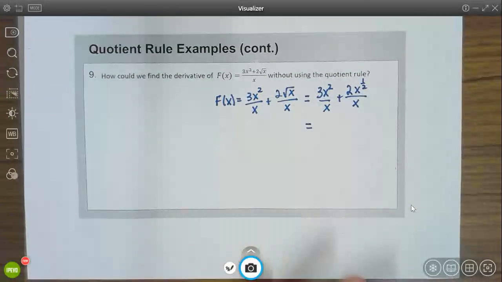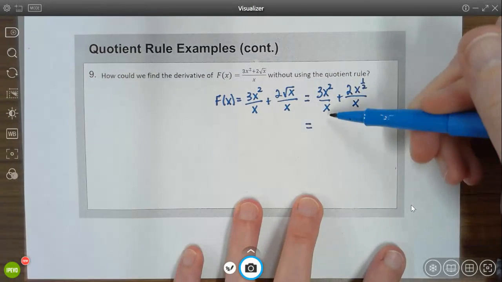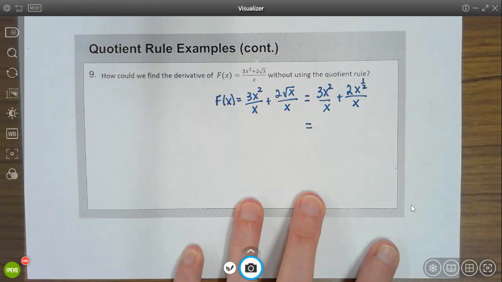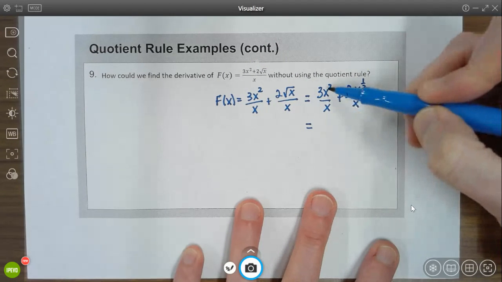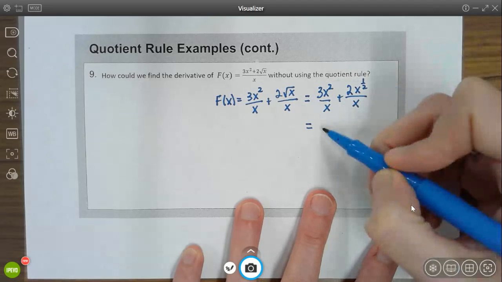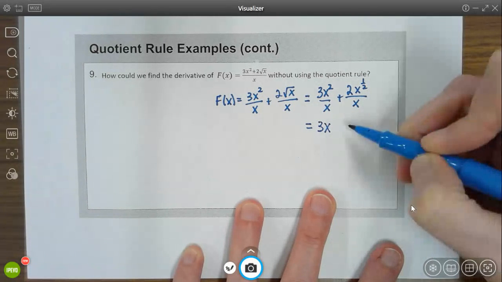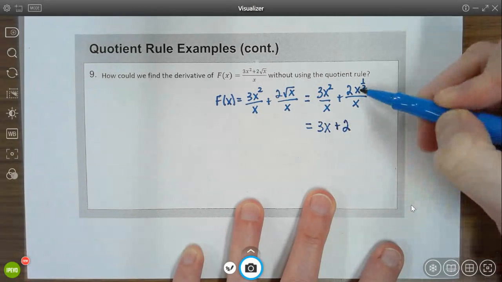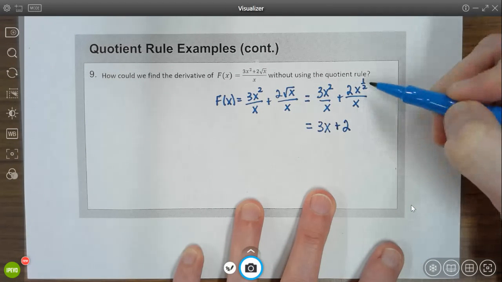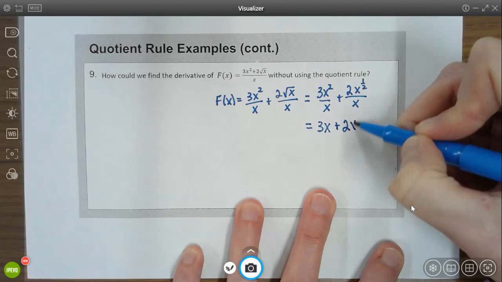And then I can further simplify f of x now by using my properties of exponents to simplify each term. In this case here, I would keep my base x and subtract my exponents. So this would reduce down to 3x. And then here, I would keep my base x, subtract my exponents. 1/2 minus 1 would give me a negative 1/2.